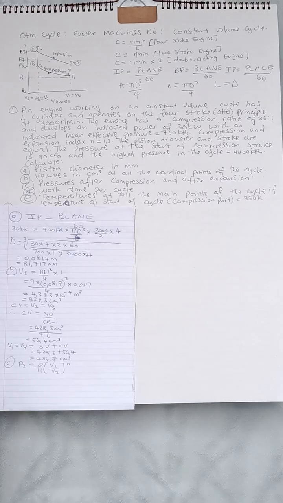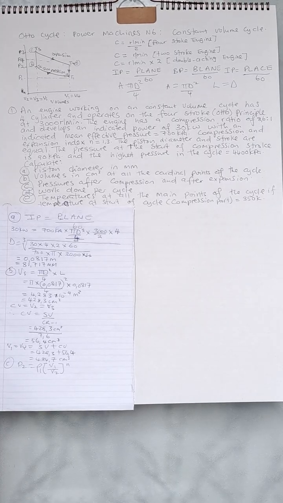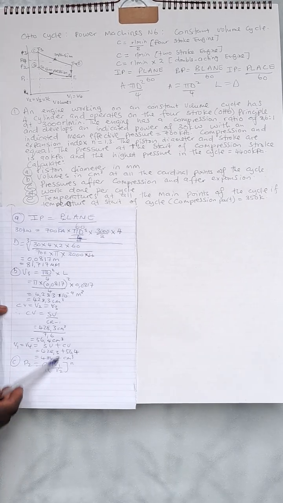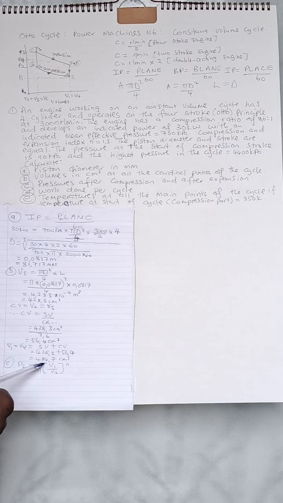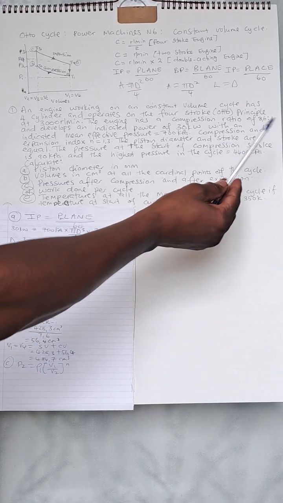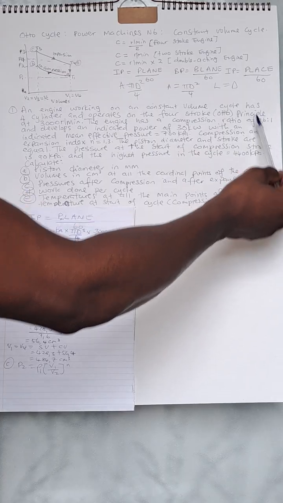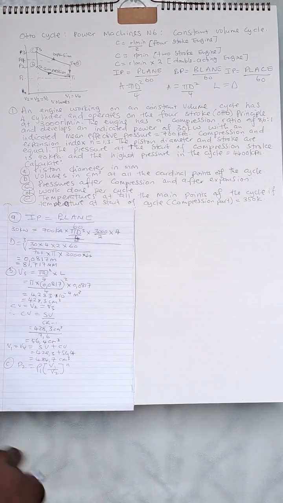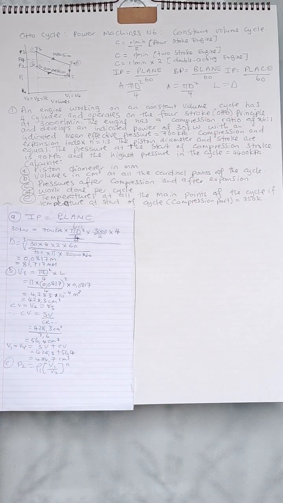of n. Now, if you want to use the ratio of the volumes, which is the one that we calculated here, we can use them. But since we are also given our compression ratio, you can also use it. That one is quite easier. It's allowed. It will still give you the same answer.